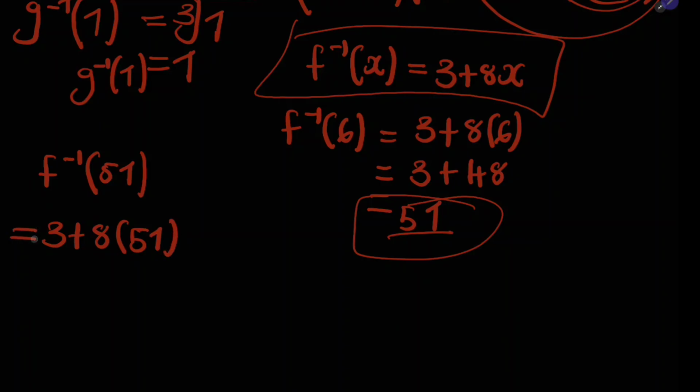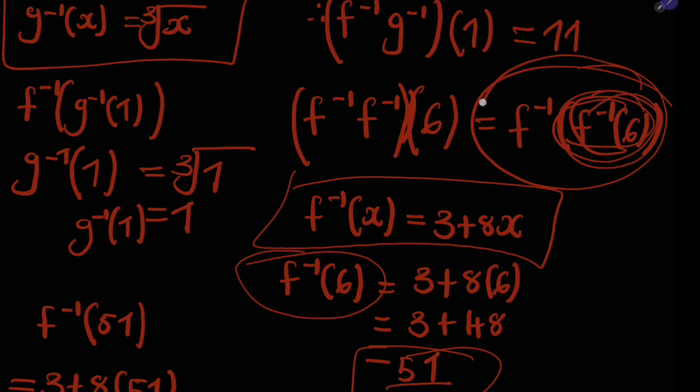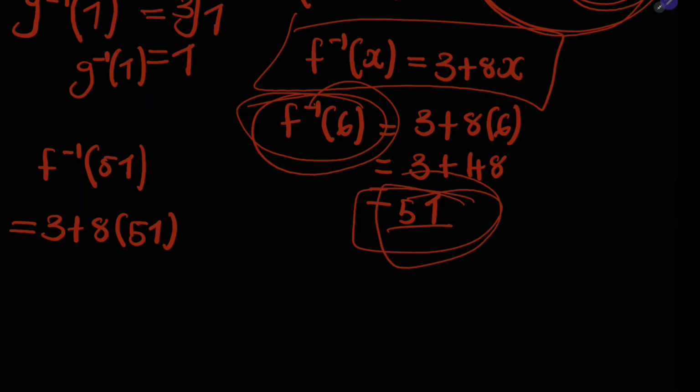So here what we are just doing, we are just breaking everything down. We break them down to easily solve them. So here we have f inverse of 6. This was the first one. We did this first and then now we are doing everything. So we did f inverse of 6 and it gave us 51. And now we are going to substitute it again into the function.